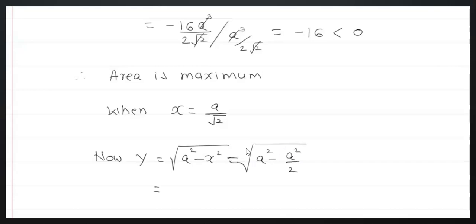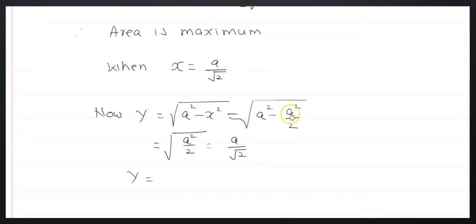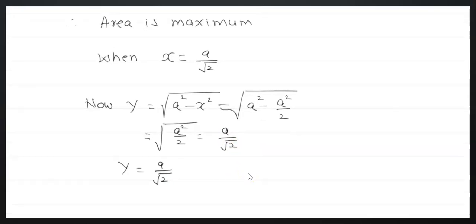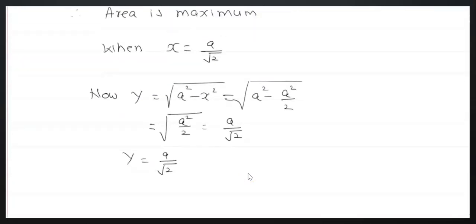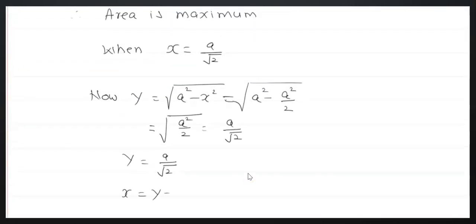Now the value of y is equal to the square root of a squared minus x squared, that is, a squared minus a squared upon 2, the square root of a squared upon 2, that is a upon root 2. So x is equal to y is equal to a upon root 2, which is the condition for the square. That is nothing but the square.